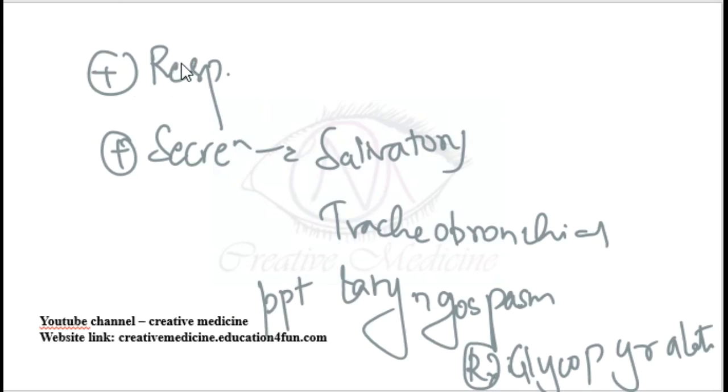In the respiratory system, it activates respiration. It increases the salivary and tracheobronchial secretions. Thus, it will precipitate laryngeal spasm. The treatment of this is mainly by giving glycopyrrolate. We can decrease the salivary and tracheobronchial secretions.